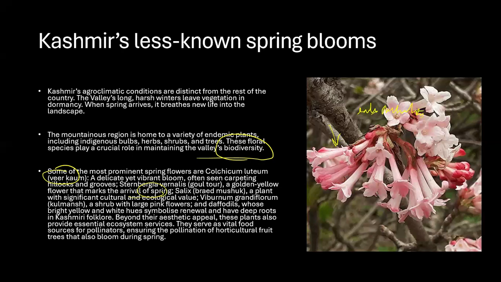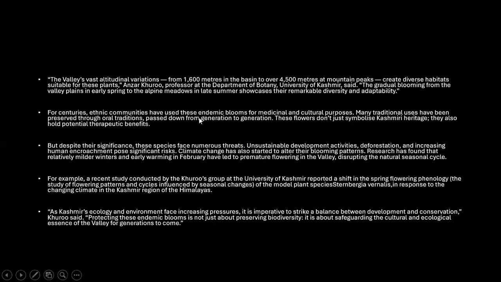Okay. We also have another shrub called Kulmanch, a shrub with large pink flowers blooming in spring, found on moist forest slopes. This holds medicinal value and supports pollinators in mid-latitude habitats as well. So this is the flower you can see here. This is also called Kulmanch. They're talking about different varieties, not just one variety.